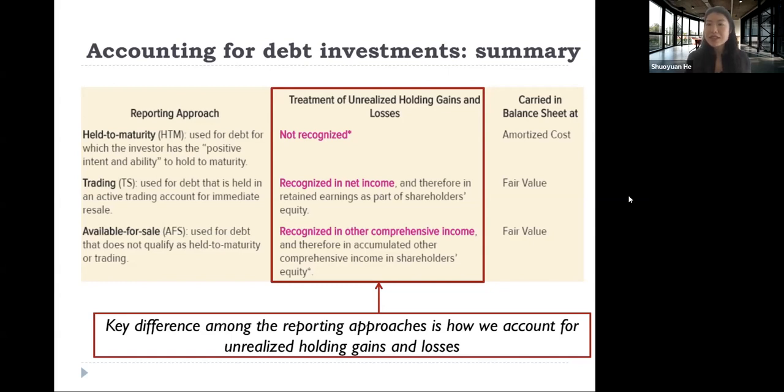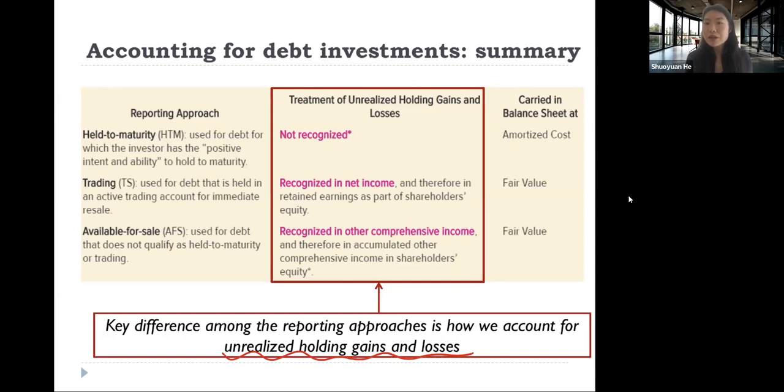The major difference in accounting treatment is how we treat the unrealized holding gain or loss, in other words, the gain or loss that hasn't been realized yet. The unrealized gain or loss is basically the gain or loss resulting from the change in the fair value of the asset. But because we haven't sold the asset yet, it hasn't been realized, so it is called unrealized gain or loss. So the major difference among the three categories is how we account for unrealized gain or loss. And we're going to talk about it in detail in a minute.